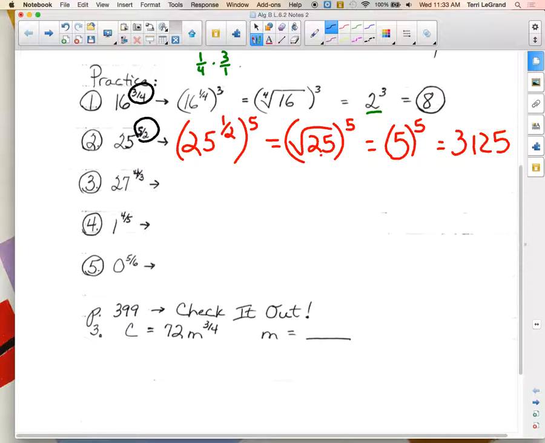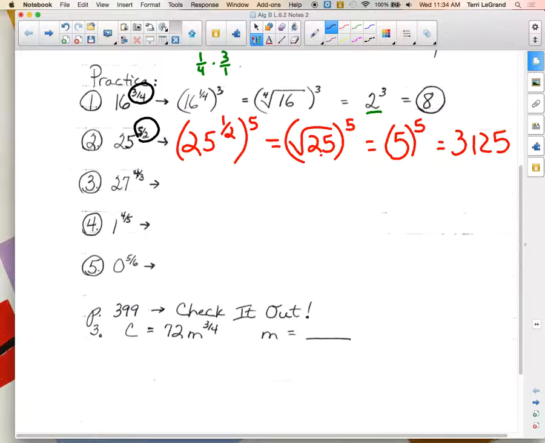Notice something that happened then. Here we had a rational exponent of less than 1, and our evaluation, our value we got was, what relationship does it have to the base? Larger or smaller? Smaller. Okay? What happened in the second one where the rational exponent was greater than 1? It got bigger than the base, didn't it? It ended up bigger than the base. So here it ended up smaller, 8 smaller than the base of 16. Here, 3,125 is a lot bigger than 25, the base that we started with.